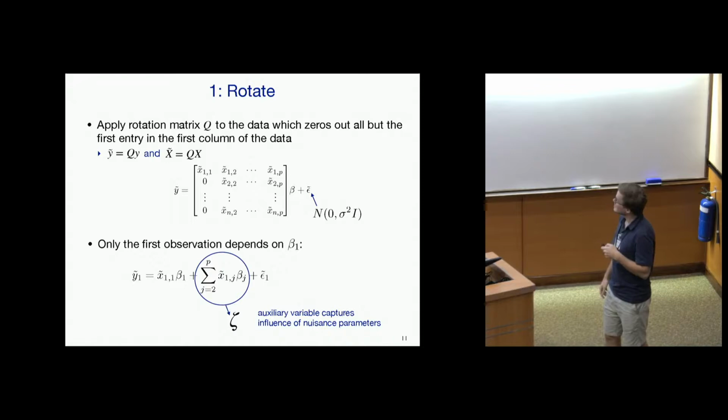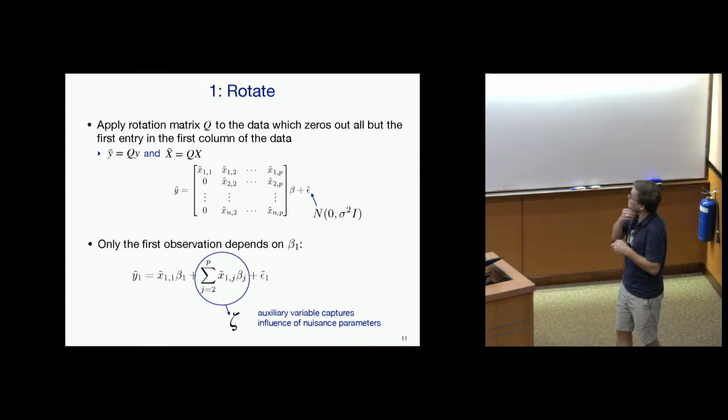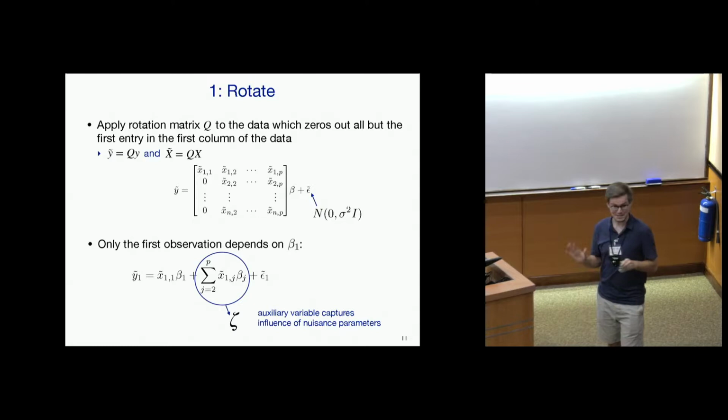But at least we now have a simpler model. If we can figure out how to get rid of all the other rows, which only involve zeta, then we're good to go. Because then we have a scalar model and we can just do a numerical integration or something to find a marginal posterior on beta 1. Is this rotation clear so far?